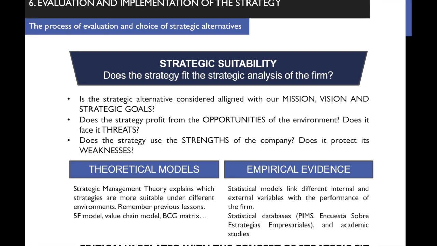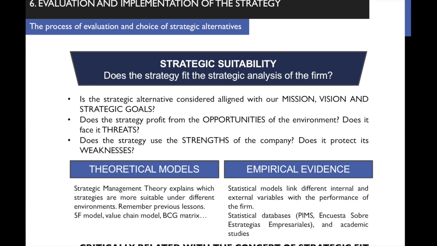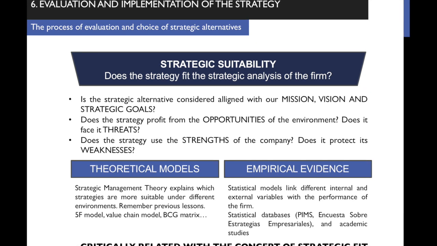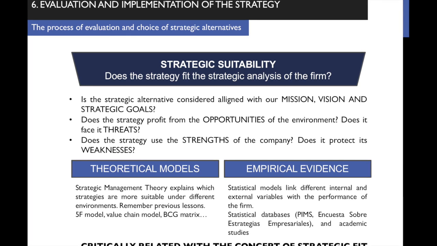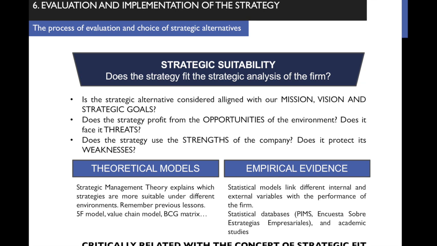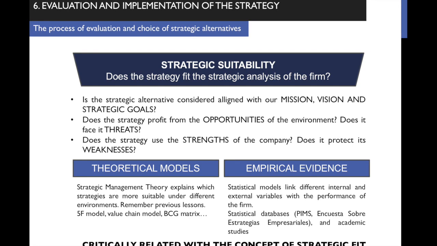And how do we use this empirical evidence? Well, there are some statistical databases. I am going to get a bit deeper into this. And there are also some academic studies. Along the research we carry out, we may discover, for instance, that profitability is more associated with related diversification or unrelated diversification. These are academic studies.